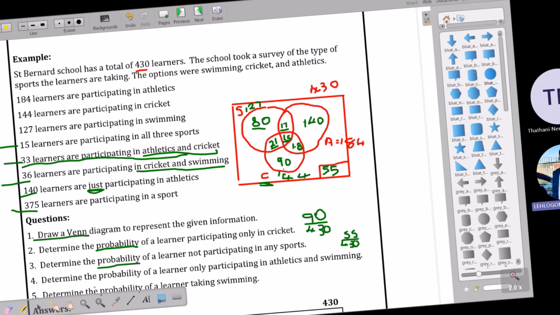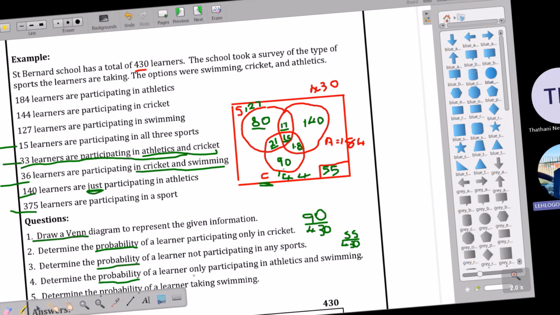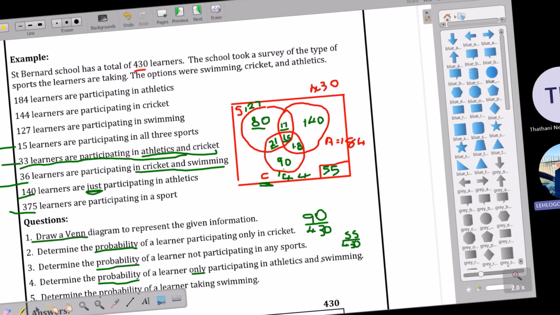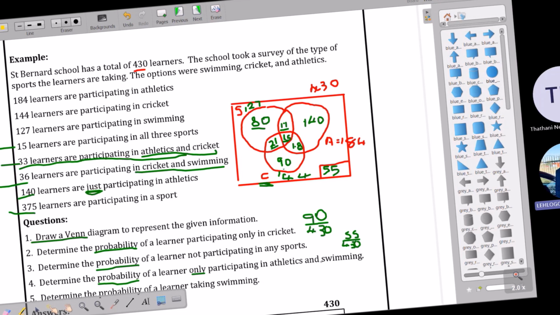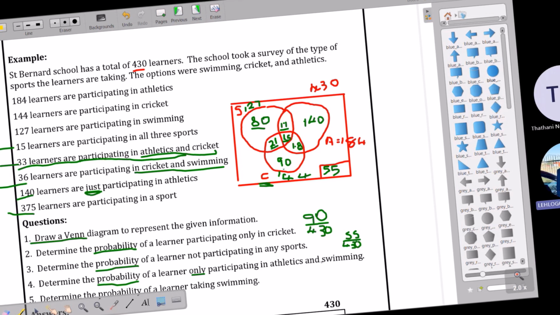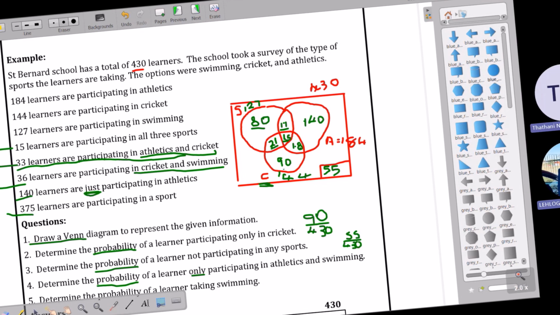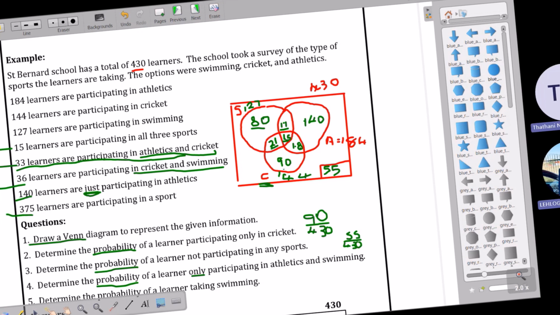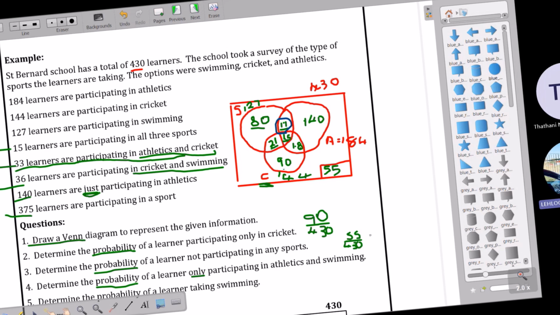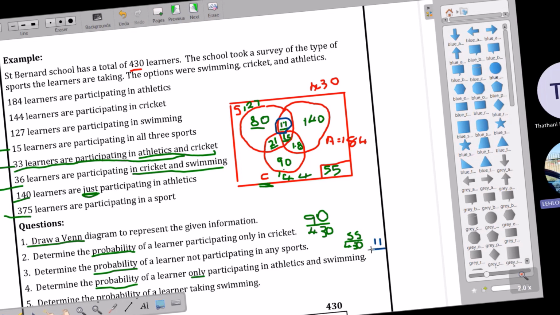The next question: probability of learners only, the keyword here is only, participating in athletics and swimming. So we go to our Venn diagram to check where the two circles meet, showing only athletics and swimming. When we check how many, it's 11. So the probability, remember what we divide by again. 11 out of 430.